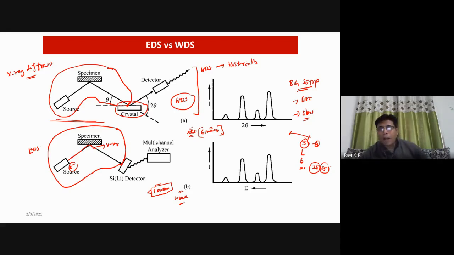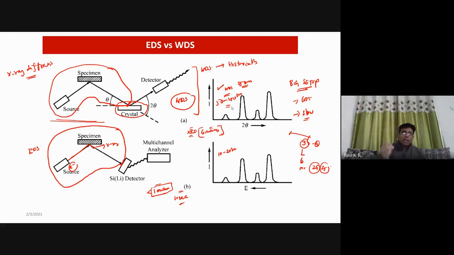Let's say this is the pattern that you are getting. Okay, the same pattern. If you want to do it in EDS, it requires 10 to 20 seconds. But for the same pattern in WDS, it may require 25 minutes. So this is actually one difference. But the quality of data that you get in WDS is at least 50 to 100 times better than what you get in EDS. That's a different story. Okay.